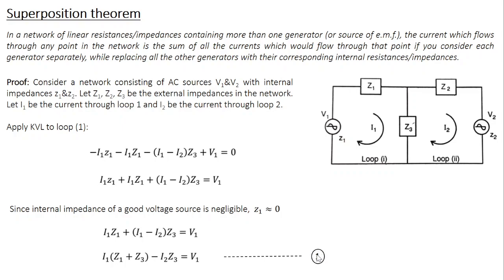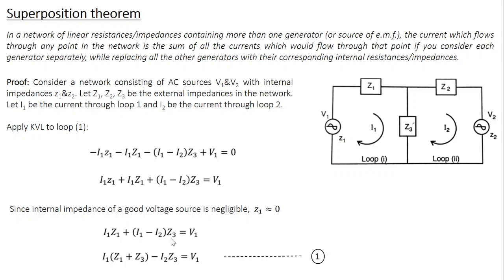This is equation 1. Same way, you can write down Kirchhoff voltage law for loop 2. So you start from the power supply, you have minus I2 small z2 and minus capital I2 Z2. Then you have minus (I2 minus I1) into Z3 plus V2 equal to 0. You have an almost similar equation here. Once again, you can consider that the internal impedance is negligible, so small z2 you can approximate to 0.